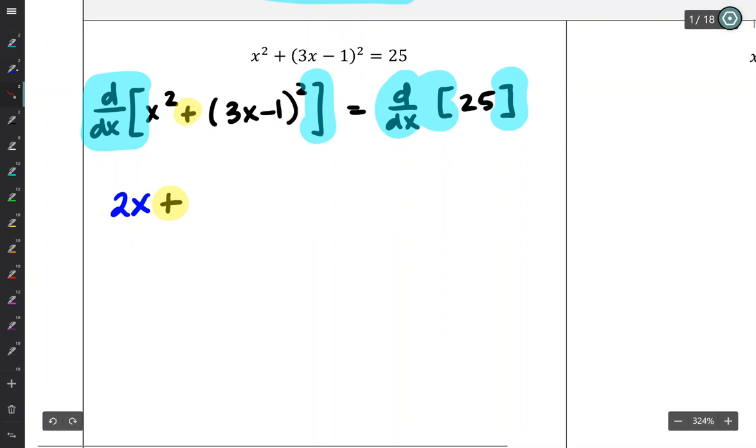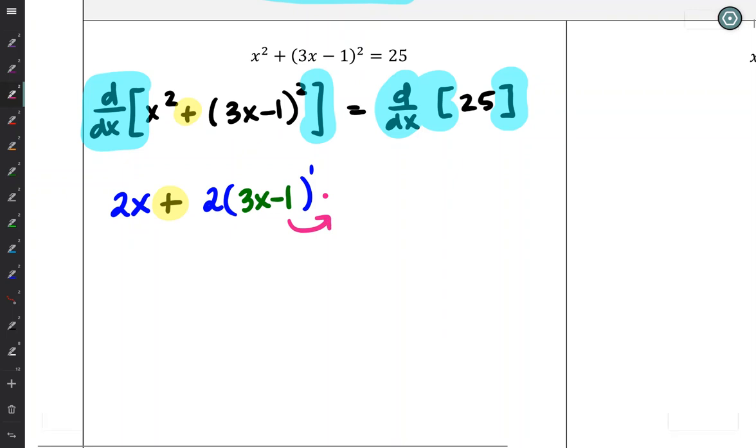Chain rule says the derivative of the outside function, so the outside function is stuff squared. The derivative of stuff squared is 2 times stuff to the power of 1. Evaluate it at my inside function. My inside function is 3x minus 1. And then here's my chain rule times the derivative of the inside function.